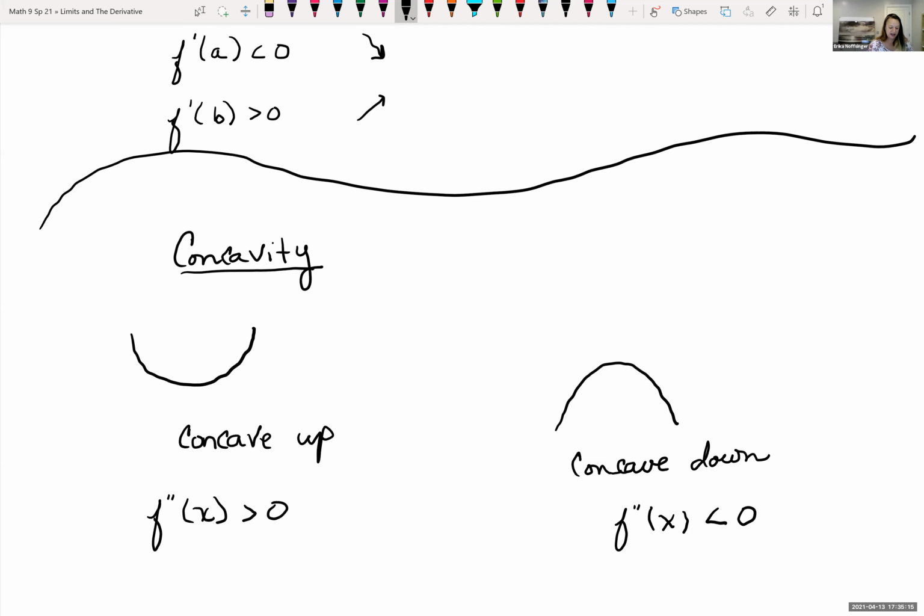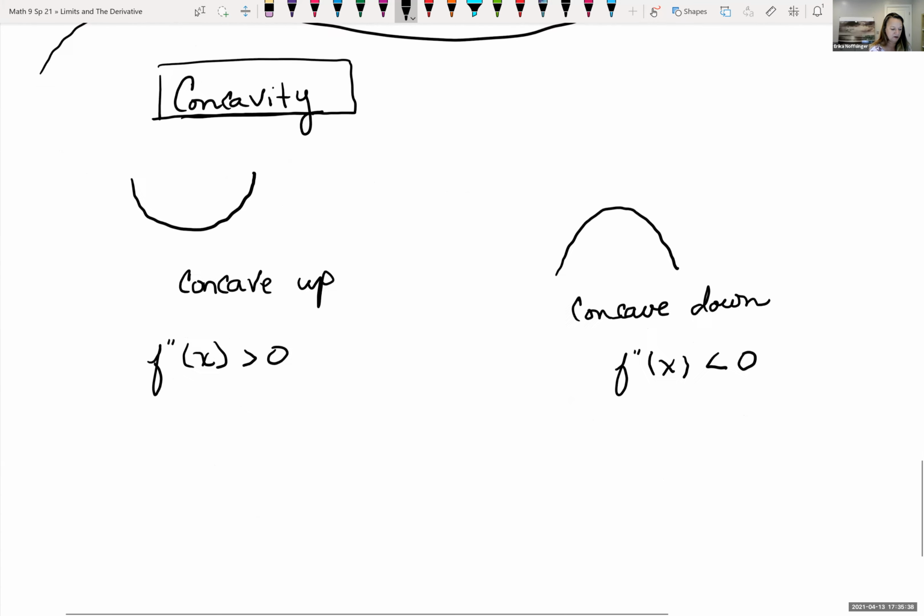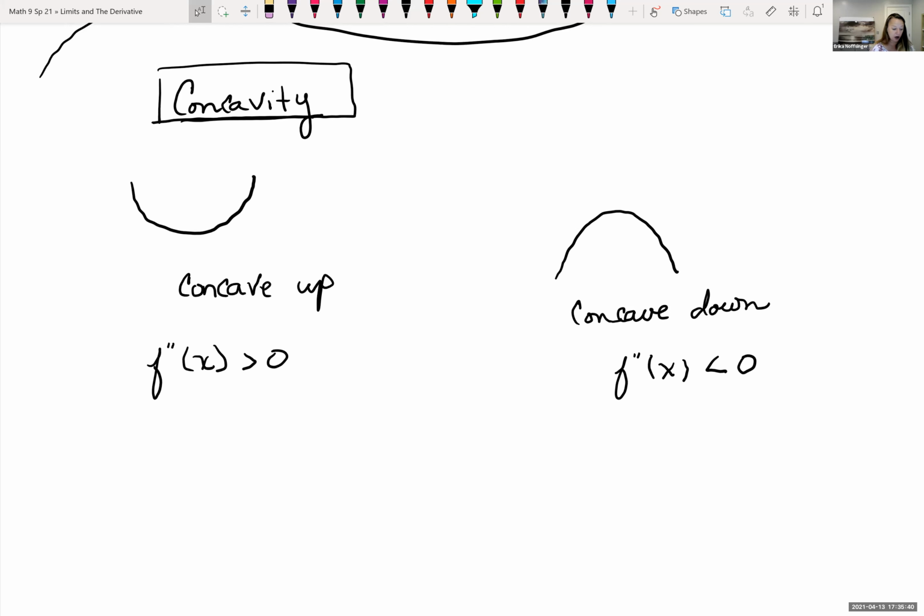So to me, I think about it, greater than 0, your bowl can hold stuff. It's positive, it can hold stuff. If your bowl is upside down, that bowl can't hold anything. It's negative. That's how I remember which one is concave up and which one is concave down. So let's look at a couple of different examples, right? Because we can do a chart.